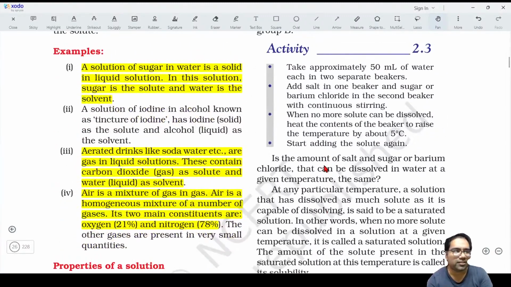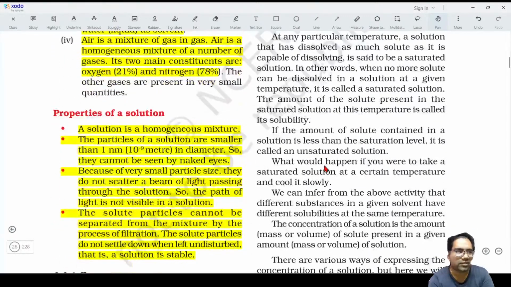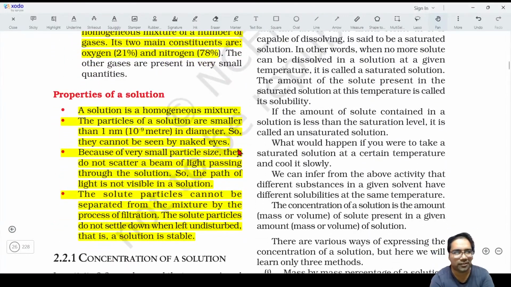Now tell me what exactly are the properties, without looking. Just look at this for a second, and then I will remove the screen. You should be able to tell these 4 points.